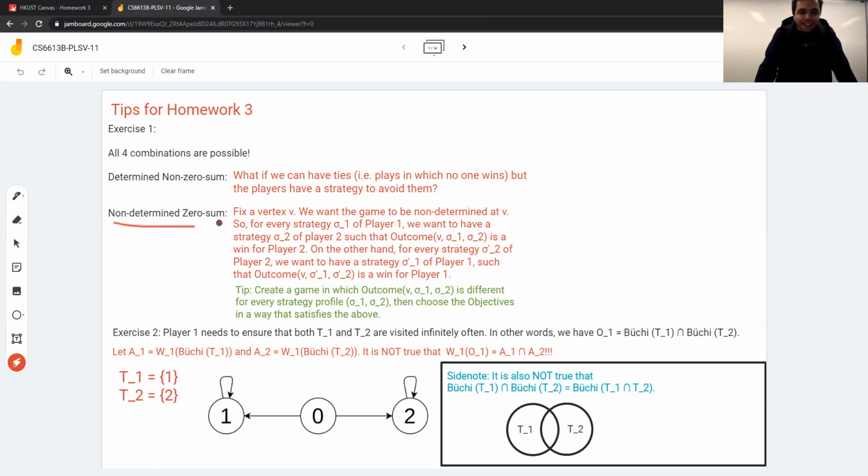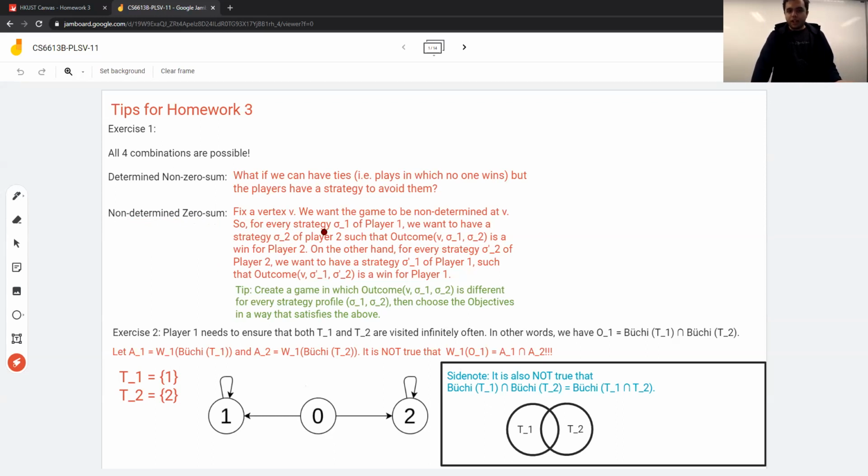So let's talk about non-determined zero-sum. What does this mean? This basically means that for any given outcome of the game, because the game is zero-sum, you have a unique winner, right? But it's also non-determined. So in order for a game to be non-determined, it's enough for it to be non-determined from a single vertex. So let's just fix some vertex V, and let's say that we want to make the game non-determined at V. What does it mean that the game is non-determined, especially now that it's zero-sum?